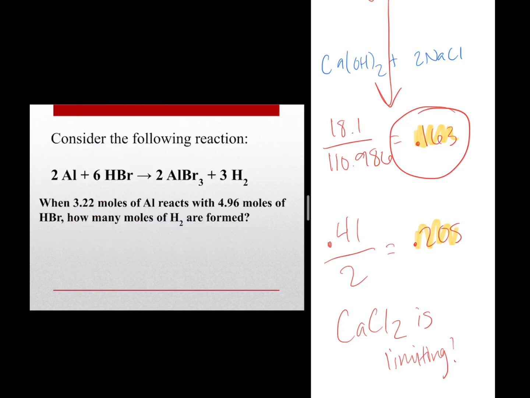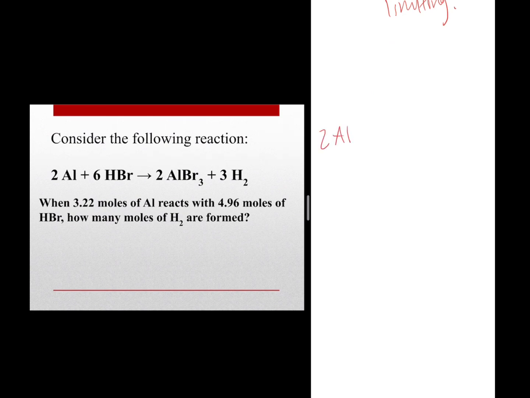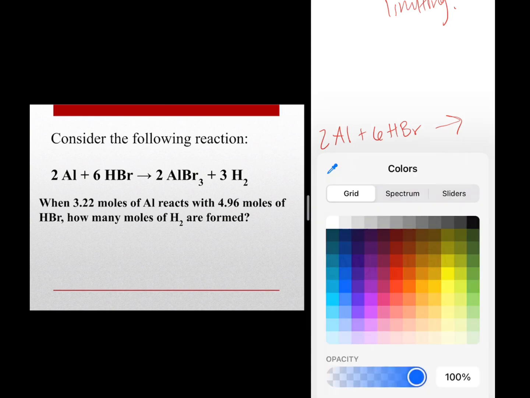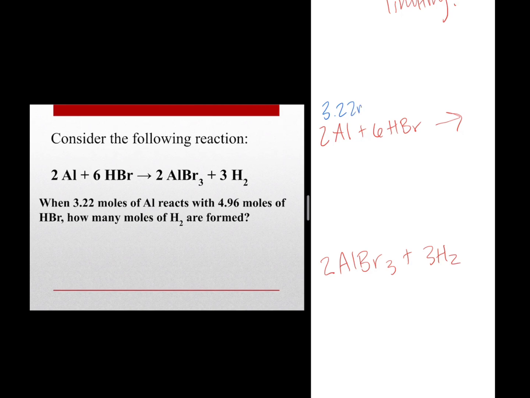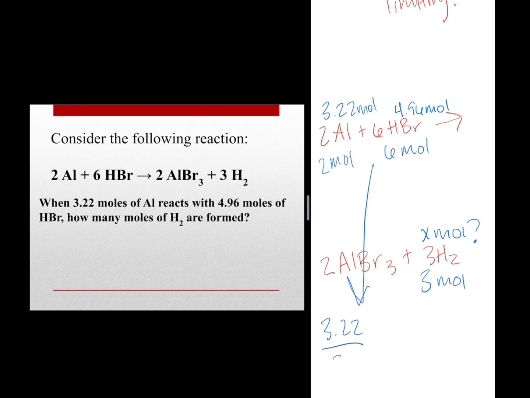So let's look at another one. Okay, let me copy this down. I'm going to leave some space again. So the first thing I need to do is figure out what my limiting reactant is. Again, I'm going to do exactly what I just did above. So I have moles here, and then I have 4.96 moles here. Since I have moles, I'm using my coefficient. So I have 2, I have 6. And it also wants me to figure out how many moles of hydrogen are formed. So I'll need that in just a minute. Right now, we need to figure out what the limiting reactant is. So I'm going to do 3.22 divided by 2. And that gives me 1.61.